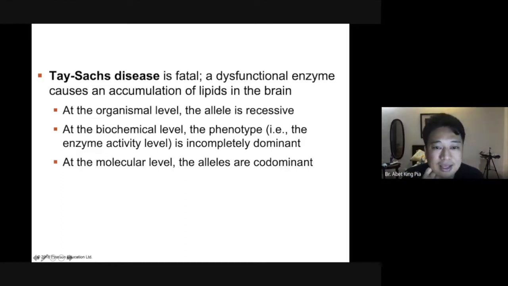So, in the case of Tay-Sachs, at the molecular level, yung alleles nila are codominant. So that's why Tay-Sachs disease is not commonly observable, maliit lang yung chance niya, mga 1:1,200 yata, yung ratio niya na pwede siyang mag-appear. So at the molecular level, the alleles for this disease are codominant.